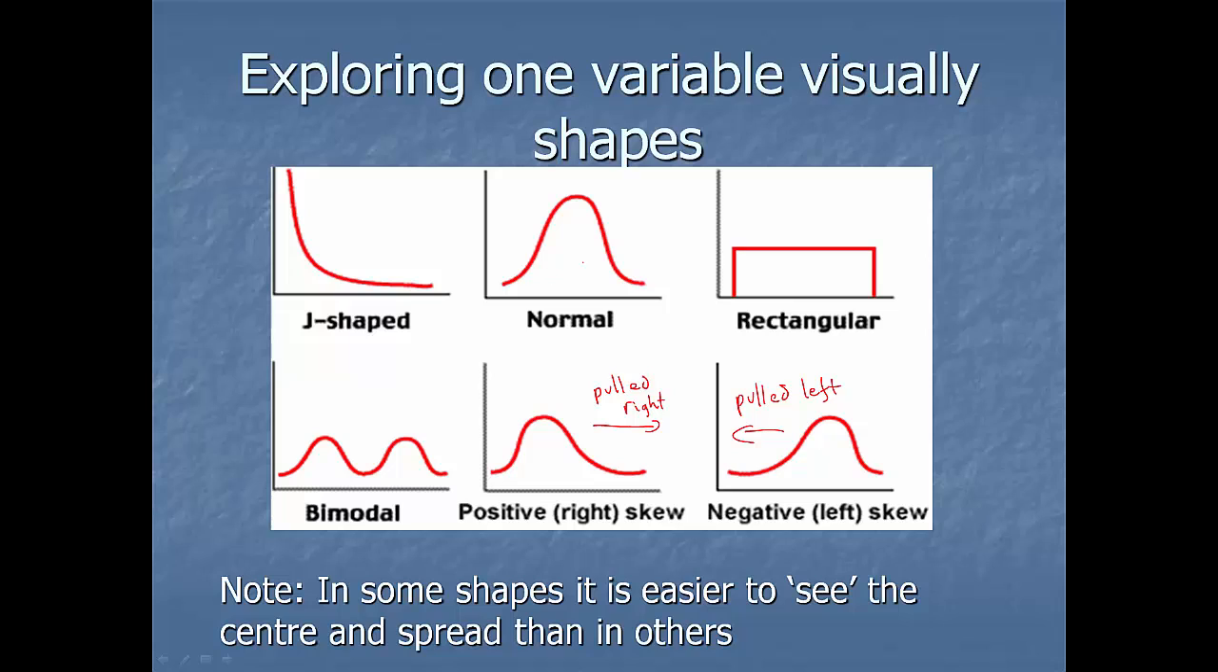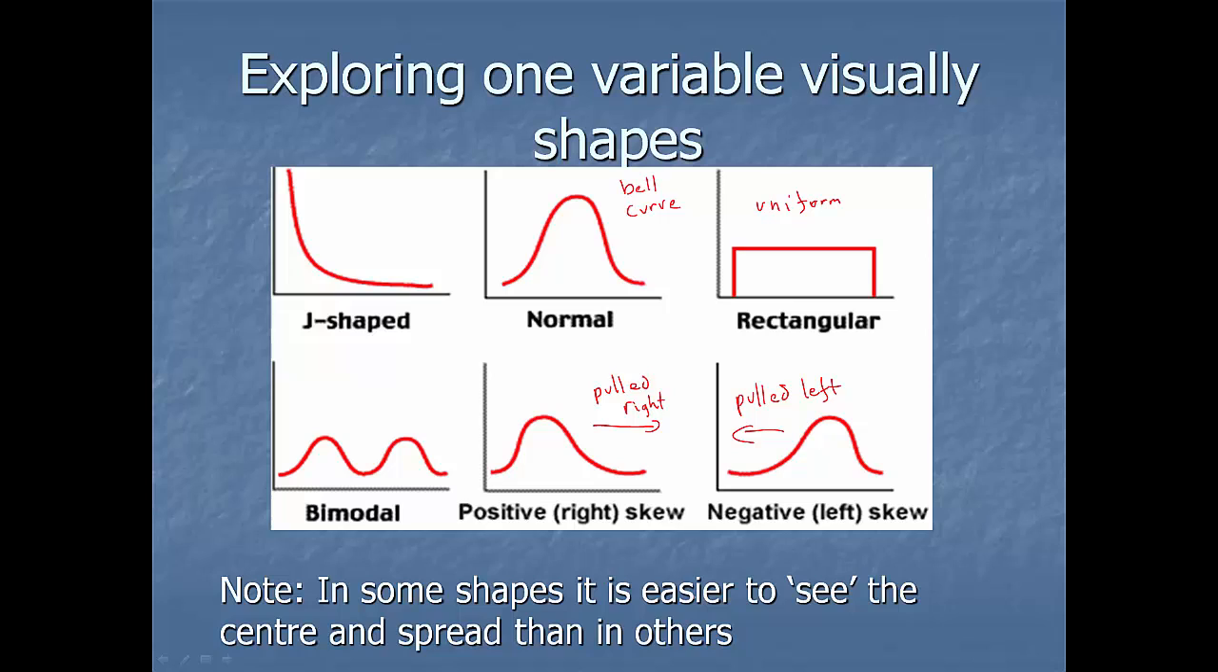The normal distribution is kind of the nice bell curve that we always like to see. Rectangular is also called a uniform distribution, because all values have an equal frequency. Bimodal means we'll see maybe one example like that in this course.